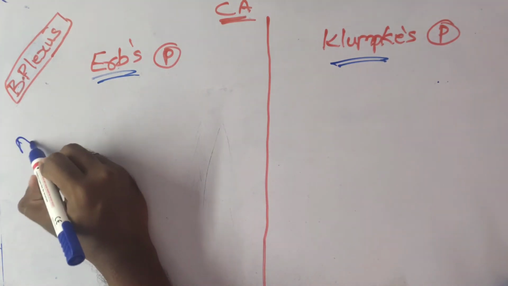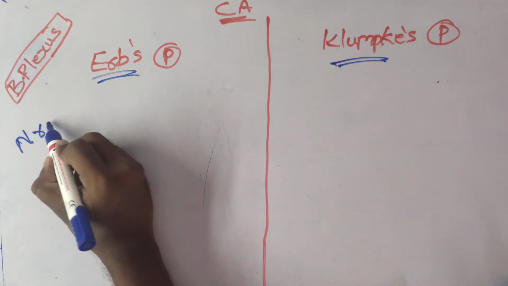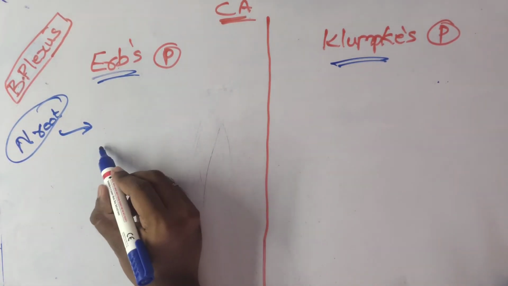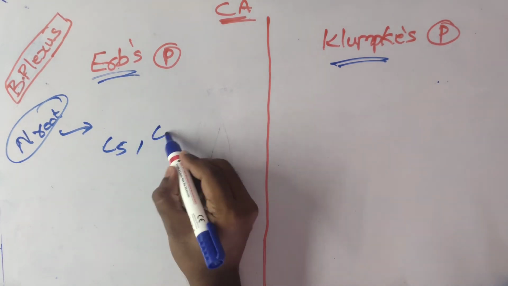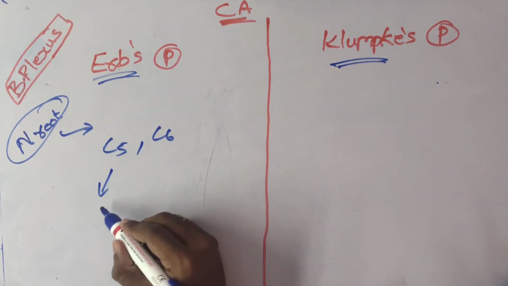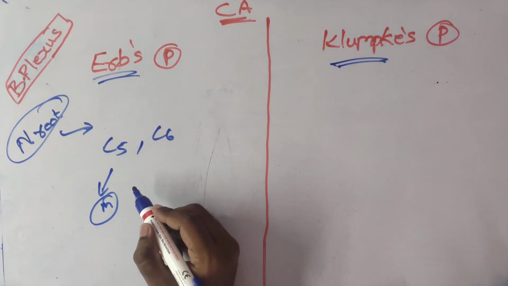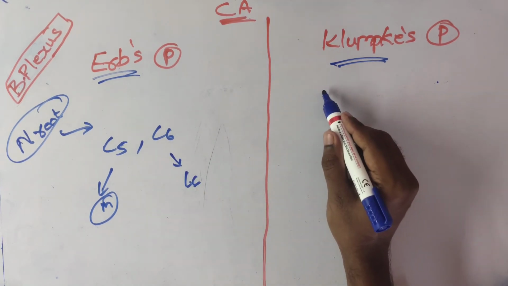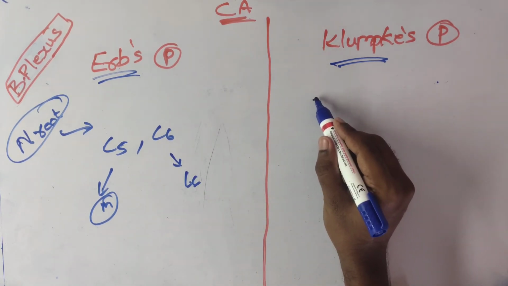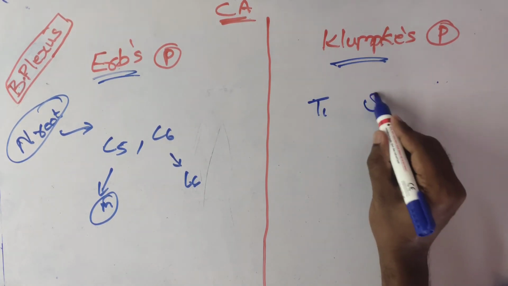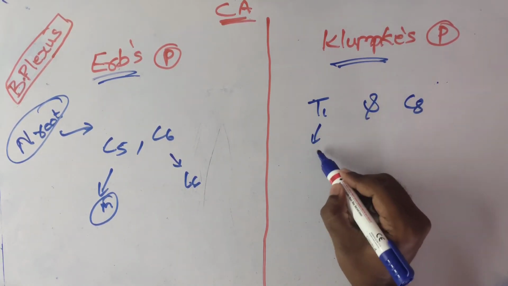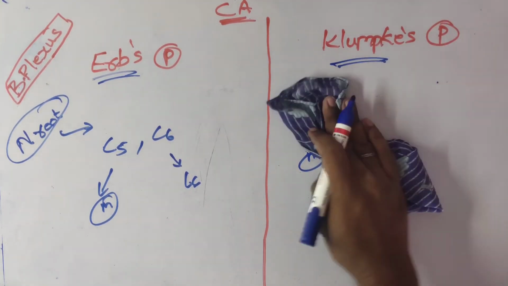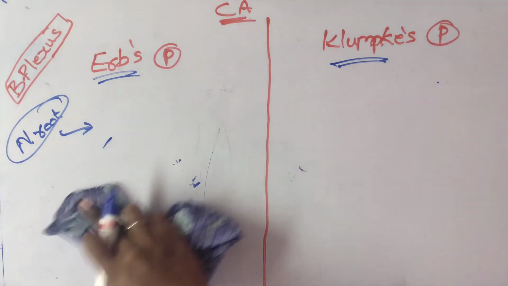Now coming to the nerve roots injured. In Erb's paralysis, C5 or C6 may be injured. C5 is mainly injured, and sometimes C6 also. In Klumpke's paralysis, it is mainly due to injury of T1 and sometimes partially C8. These are the nerve roots that are injured.